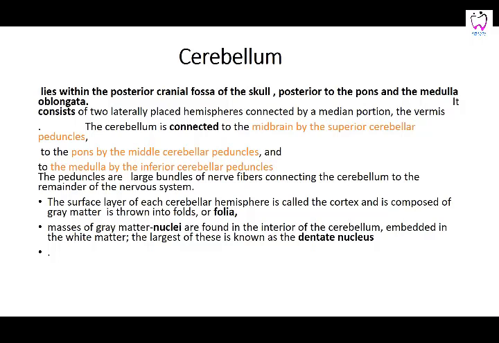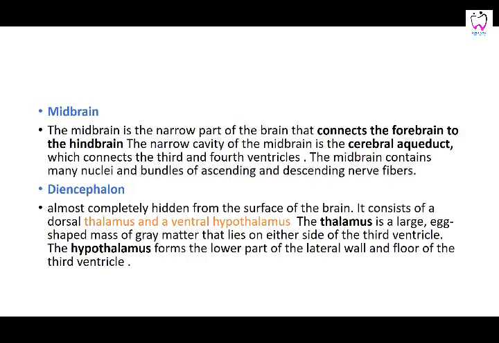The surface of each cerebellar hemisphere is composed of gray matter, which is thrown into folds or folia. Masses of gray matter are deeply buried in the cerebellum. They are four in number and very small, and the most prominent one is the dentate nucleus. That was the hindbrain; then there is the midbrain.